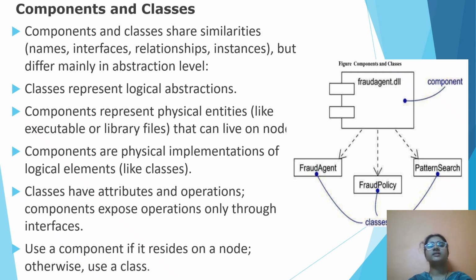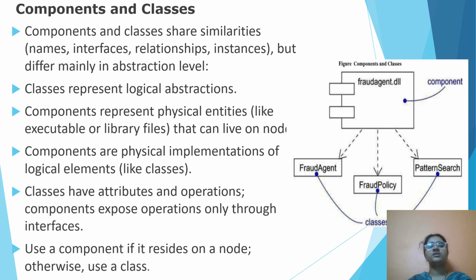Components and classes. Components and classes share many similarities. Both have names and interfaces. Both can participate in dependency, association, and generalization relationships. Both can have instances and be nested. However, there are some important differences.